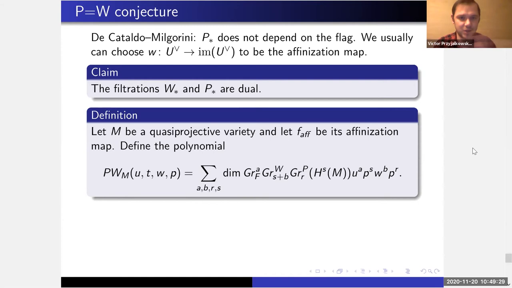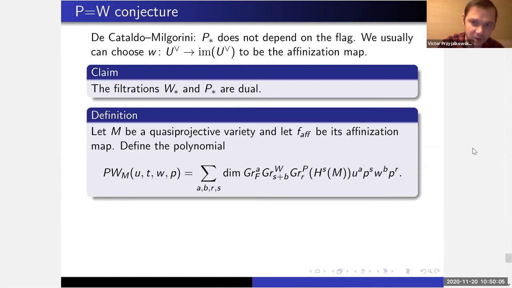So in all cases we consider, we can choose the functions W1 through WK such that they generate the field of functions of our U check, which is a quasi-affine variety. In other words, we can choose W to be an affinization map, the maximal map to an affine target.